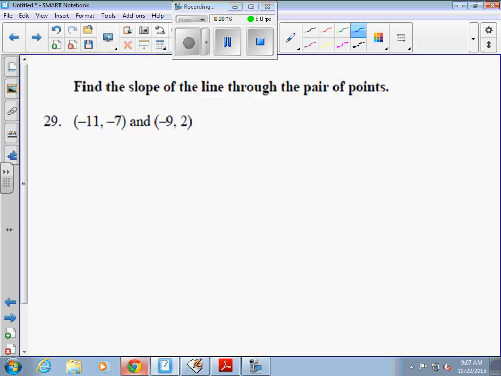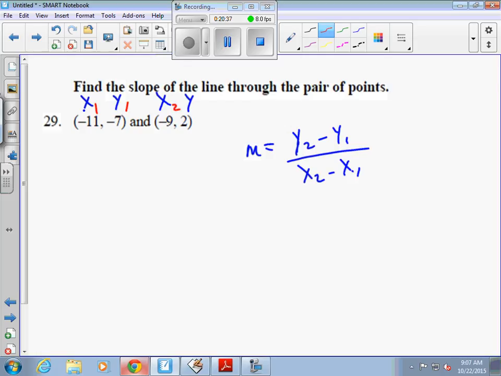29 tells you to find the slope. Slope formula, m equals y's on top, y sub 2 minus y sub 1. Remember the difference of y over x sub 2 minus x sub 1. If you have to label them, this is x and this is y. X and y, remember it's alphabetical. This is point 1, this is point 2.